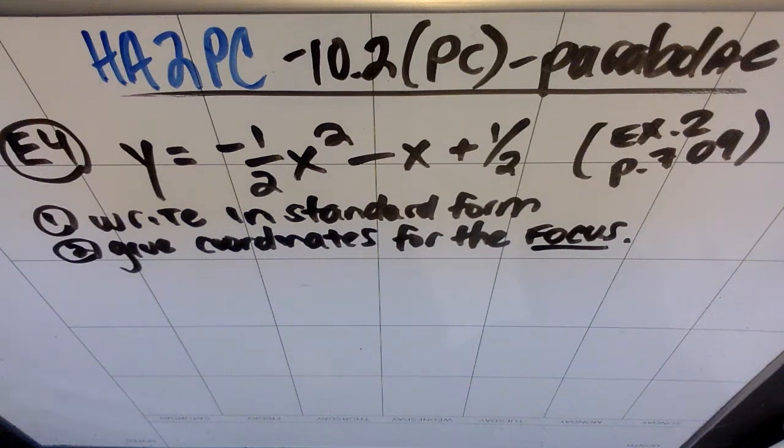This is Honors Algebra 2 Pre-Calculus. We're doing 10.2 in Pre-Calc, which is Parabolas as conics. This is example 4, but it's actually in the textbook on page 709. This is what they call example 2.